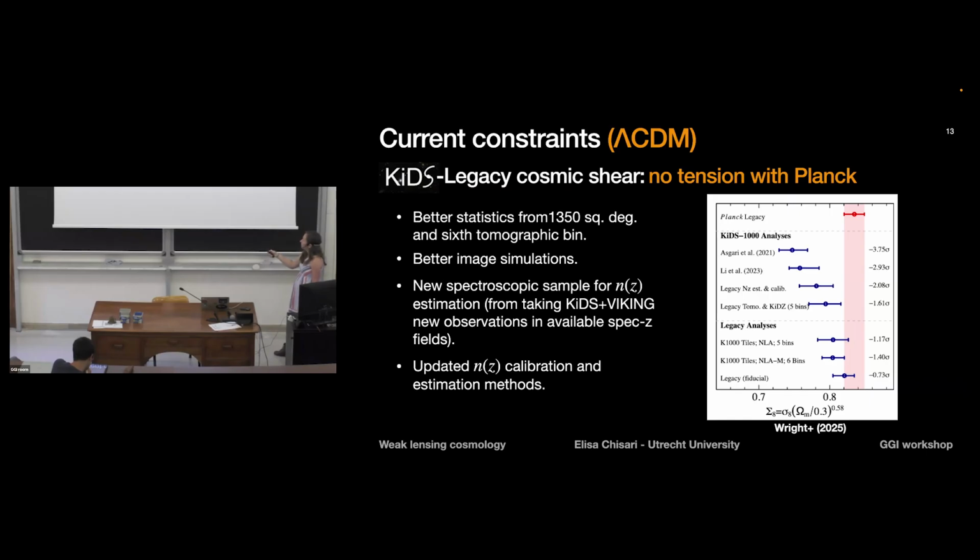And then in our fiducial legacy analysis, which is now much bigger because it's 1350 square degrees, now we get a tension that is minus 0.7. So from here to here is just more area, okay? So no tension with Planck. This is the list of things that we've improved since KiDS-1000. And there's nothing in the modeling that has really changed. It's all really statistics and photo-z.